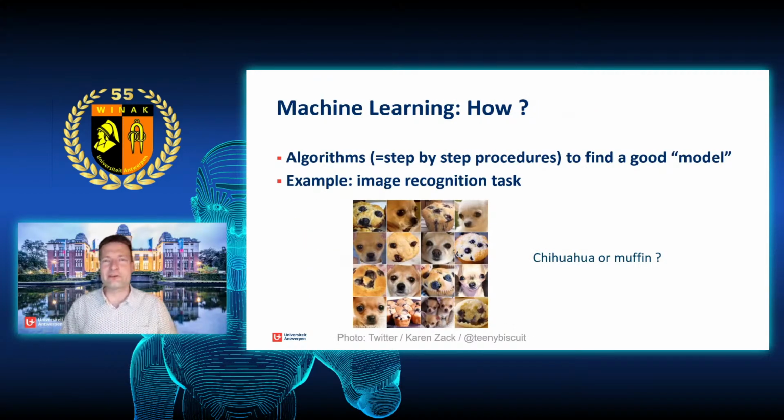So these algorithms are step-by-step procedures to find a good model. And here I will use this small example of an image recognition task to illustrate how machine learning might work. Here you see different pictures of chihuahuas or muffins. Now the goal is to detect automatically which of the two an image is representing. So we have a lot of these examples that are given.